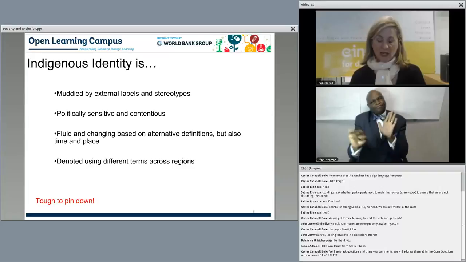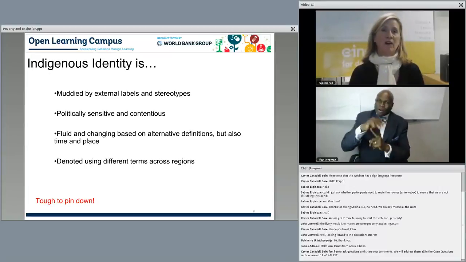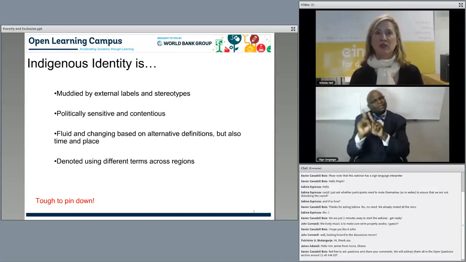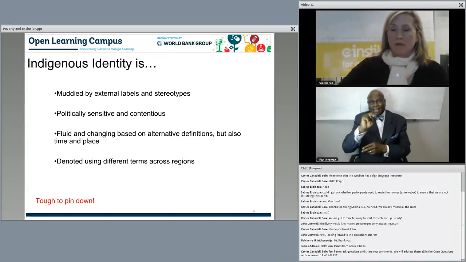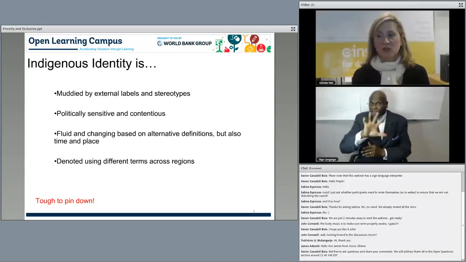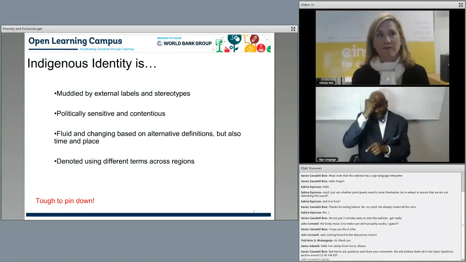In Peru, where I've done a lot of work personally, if you go by self-identification, almost half of the population of Peru would fall into the category of Indigenous. However, if you go by mother tongue, it's about a quarter of the population. There are different terms used across regions. Indigenous is the term that is most commonly used in Latin America, but in parts of Asia, the terminology is quite different. Ethnic minority is used to denote what many people consider to be Indigenous, and in India, scheduled tribe. So, tough to pin down what is or is not Indigenous.